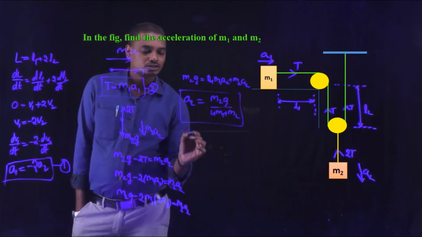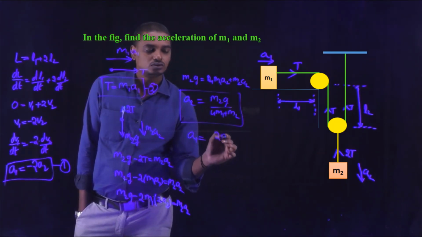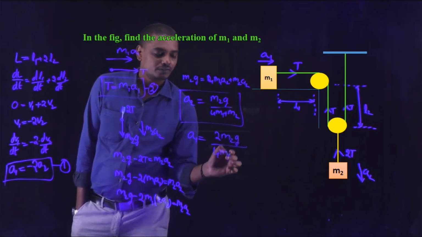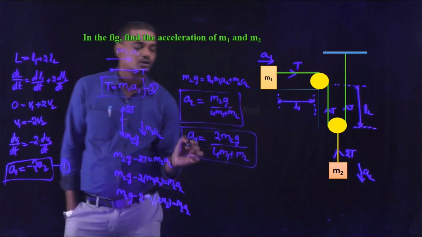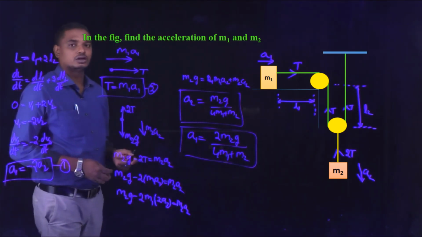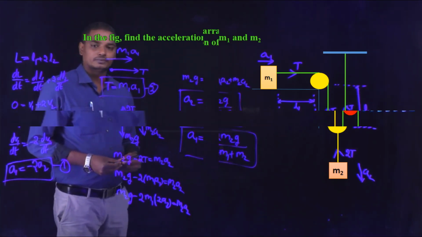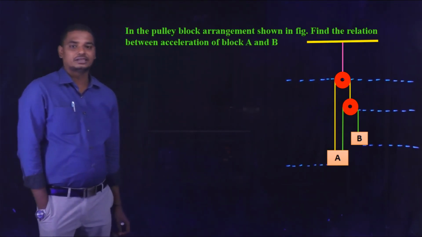Similarly, acceleration of the block a1 is equal to 2a2, which is equal to 2 m2g by 4 m1 plus m2, the acceleration of the block of mass m1. So in this manner we can solve problems using constrained motion and pulley. Okay students, let us continue with the next example.